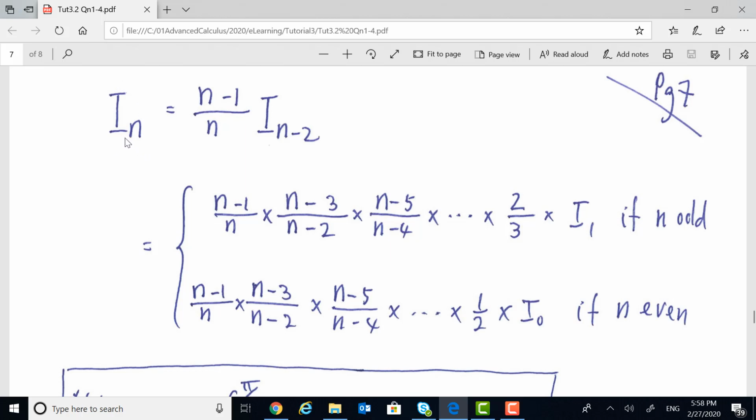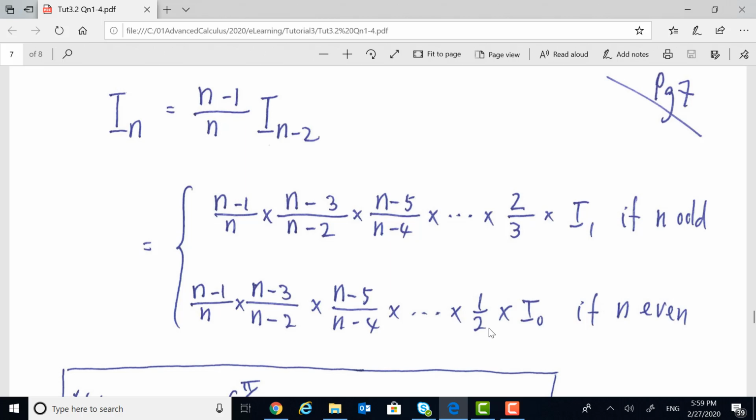Now, what we have so far proven is that In is equal to this. If you use In equals n minus 1 over n of I n minus 2 recursively, you will get this if n is odd, and you will get this if n is even. I want you to realize that in these two cases, when it's odd, it ends with I1, and when it's even, you end with I0. When it's odd, you end with 2 over 3. If it's even, you end with a half.